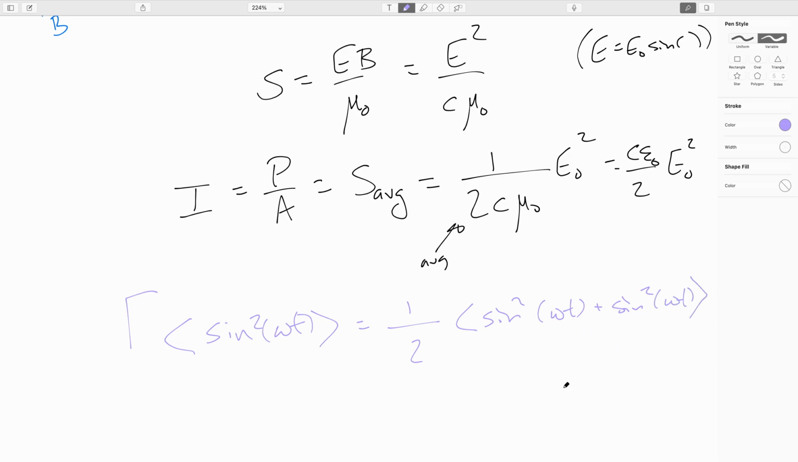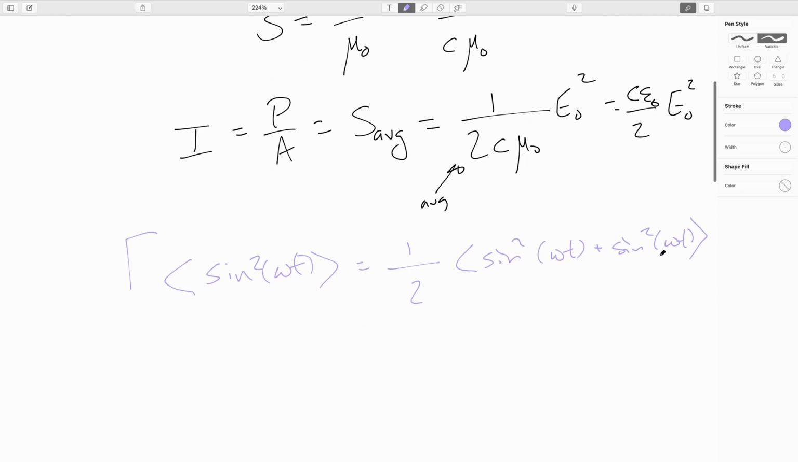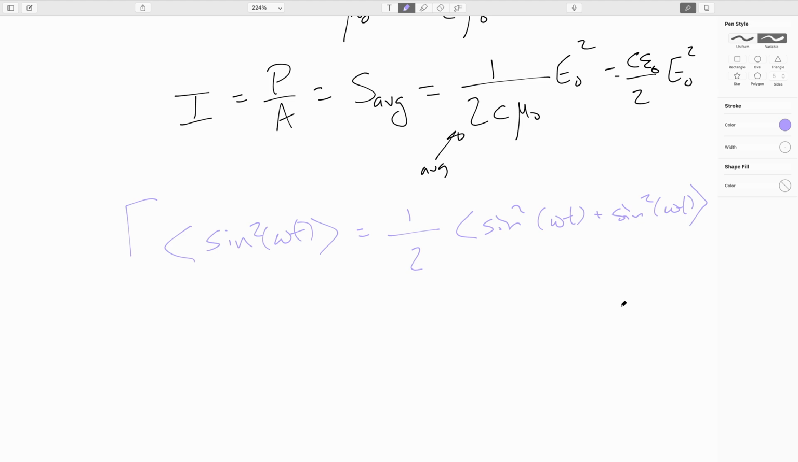There's absolutely nothing wrong with that. And since these numbers are always positive, the time average of the sum will be the sum of the time averages. So this will be 1/2 times the time average value of sine squared of omega t plus the time average of sine squared of omega t. But here's the thing. The sine function and the cosine function look exactly like each other, except they've been shifted by 90 degrees. So if we're averaging over complete cycles, the average of sine squared and the average of cosine squared are the same difference.